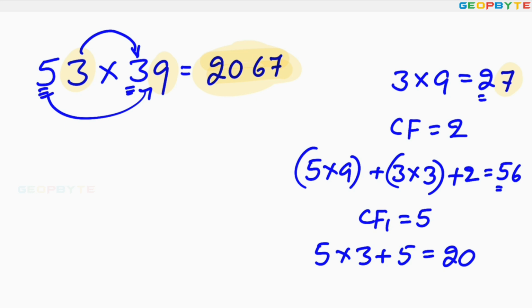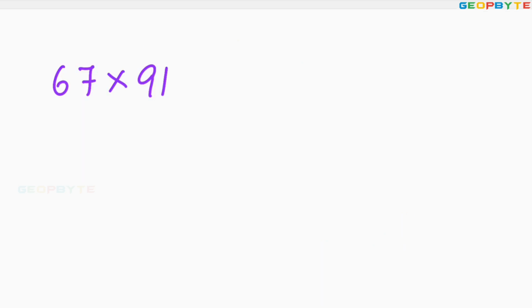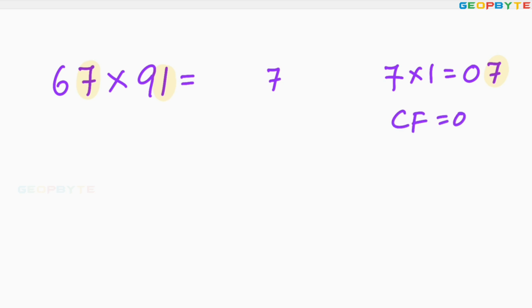Shall we take one more problem? Yes. Look at the number 67 into 91 is how much? First, what you have to do? Multiply 7 and 1. 7 into 1 is equal to 1 only, but always try to write with two digits, 07. 7 into 1 is 7, but I have written 07. You select the unit place digit 7. Your carry forward is 0.